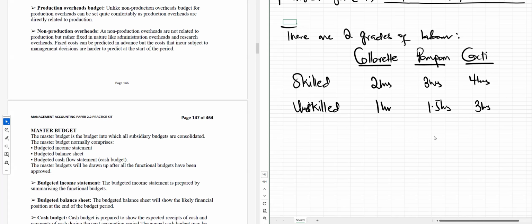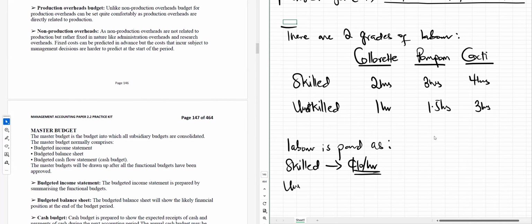I say labor is paid as follows: skilled labor, 10 cedis per hour, unskilled labor, 4 cedis per hour. Please, I want you to write this down.